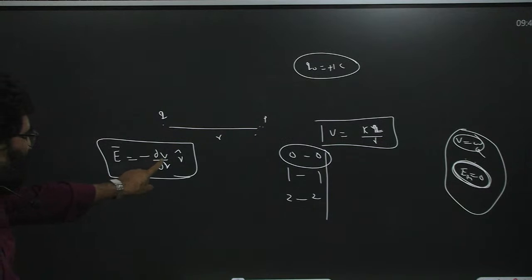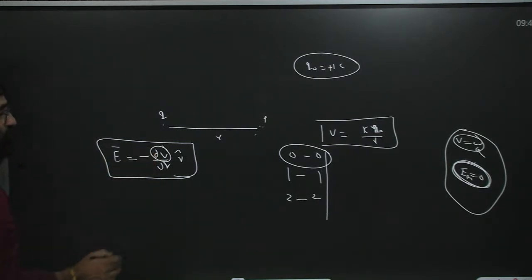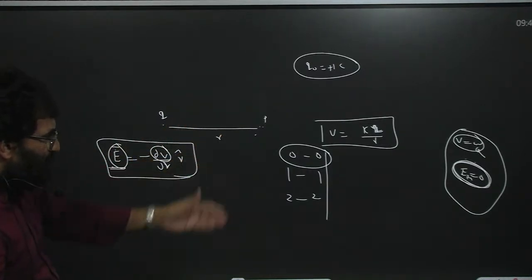So the electric field is 0 when the potential is constant. If the potential is 0, the electric field need not be 0. And if the potential is not 0, the electric field may be 0. We will see that when we take a dipole. The electric field and potential relation is always E bar is equal to minus dou V by dou r along the radial direction. Due to a point charge, it is kq by r.